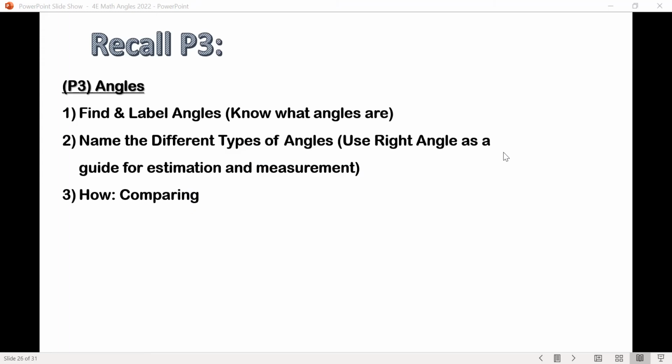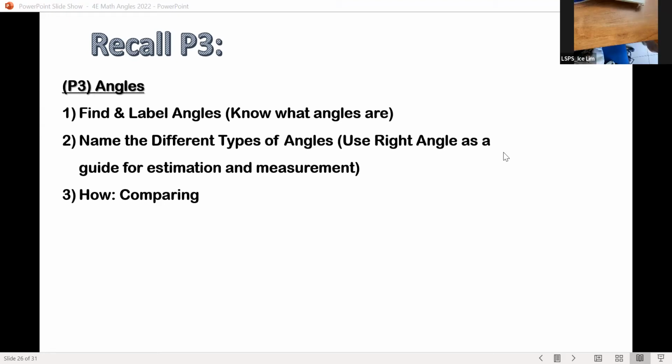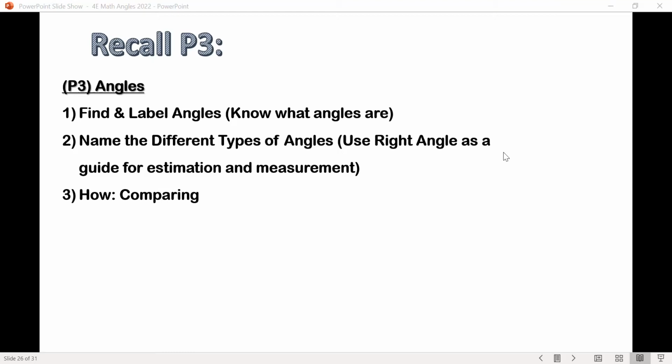Now, a quick recall. At P3, these are the things that you need to know. Find and label angles. Know what angles are. Name the different types of angles. Use a right angle as a guide for estimation and measurement. So you know that an acute angle is one that is smaller than a right angle, and an obtuse angle is one that is bigger than the right angle. So you can use the right angle as a reference to know what the different types of angles are.